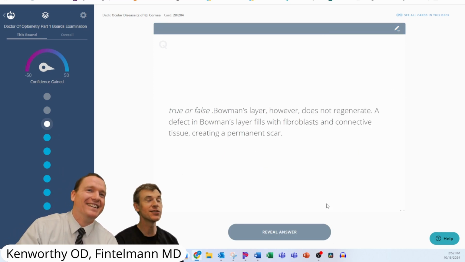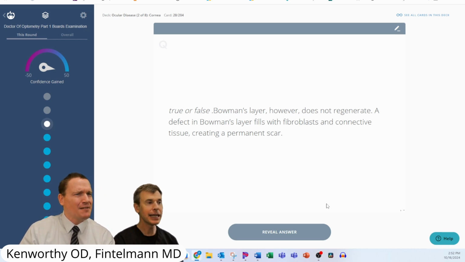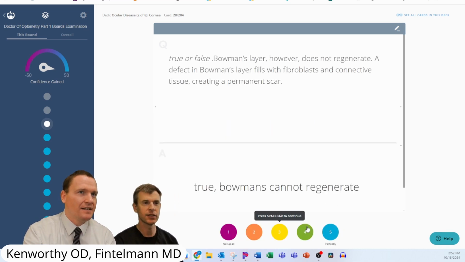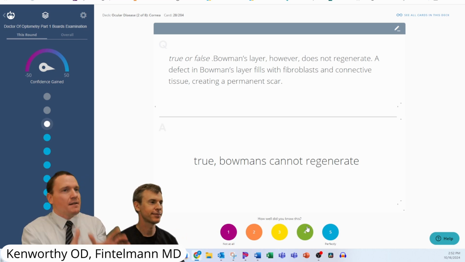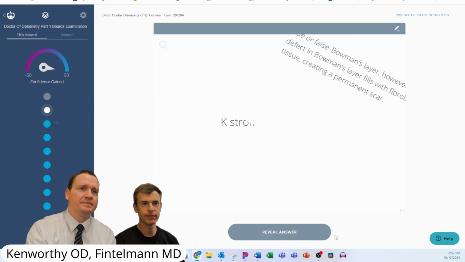True or false? Bowman's layer, however, does not regenerate. True. A defective Bowman layer fills with fibroblasts and connective tissue, creating a permanent scar. Sometimes. I disagree with the permanent scar, because we discussed refractive surgery, PRK, you shouldn't always get a scar, or the scar is so minute that you can't see it. So I would say false, even though the first part is correct. The first statement is correct, but they shouldn't have added the second. Some defects could be a scar, but some wouldn't. All right, moving on.